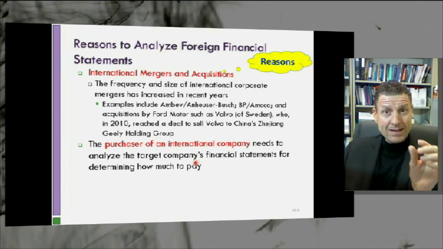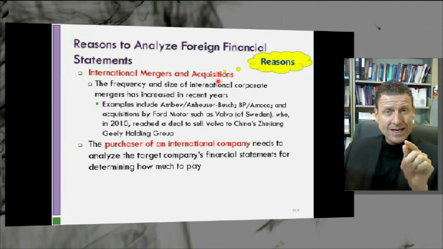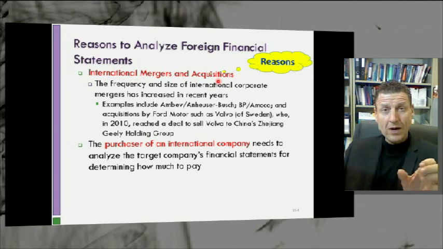All right, here's another decision, international mergers and acquisitions. That is a clear decision that requires huge due diligence, huge statement analysis, and huge analysis of the real value of an organization, let alone it being in another country under another accounting standard regime.